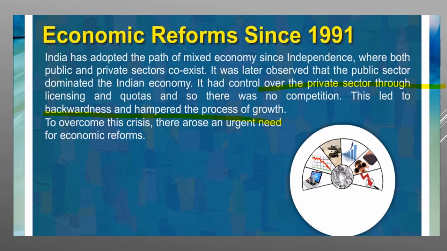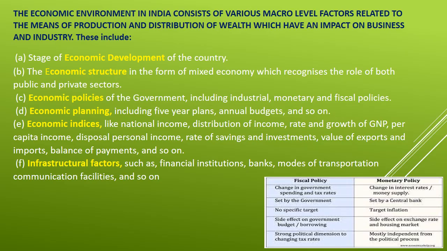A lot of importance was given to private sector industries, encouraging them, opening the gates of globalization, liberalization, and privatization. So what are the impacts, or what were the various macro level factors related to the means of production and distribution of wealth? If you want India to grow, what are the things that you need to look into? These are the things that you need to look into.